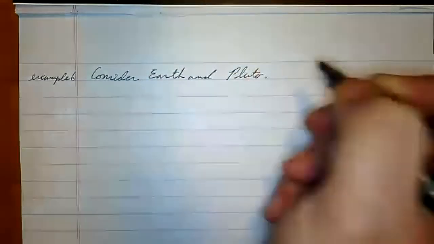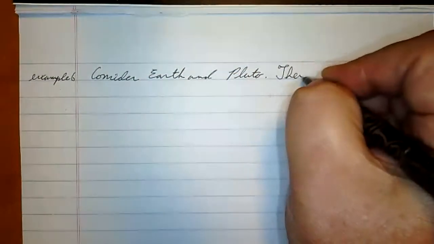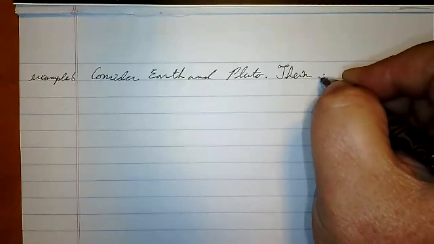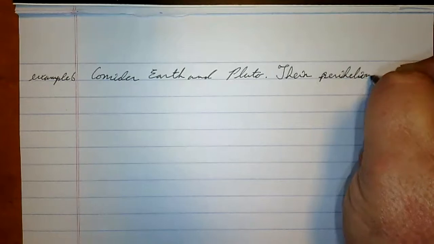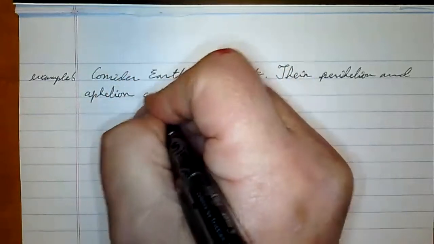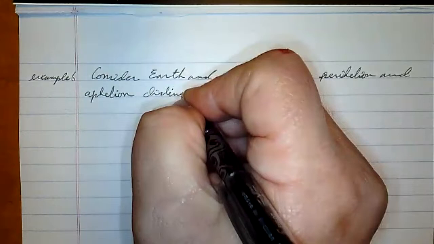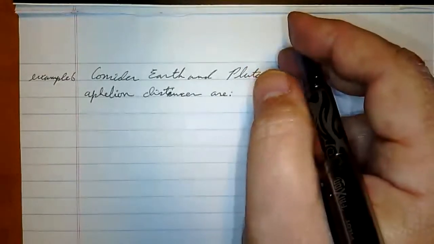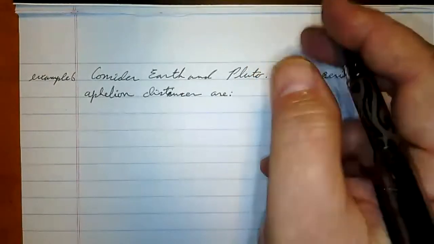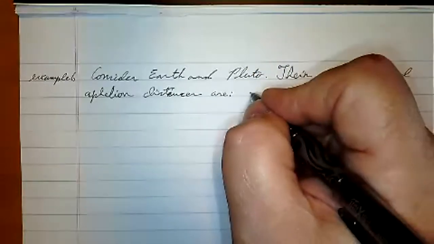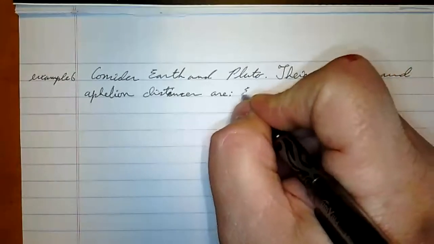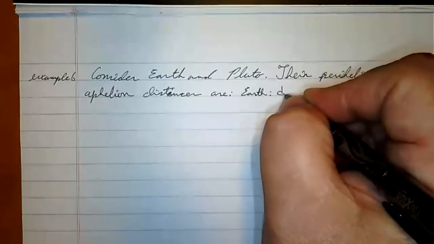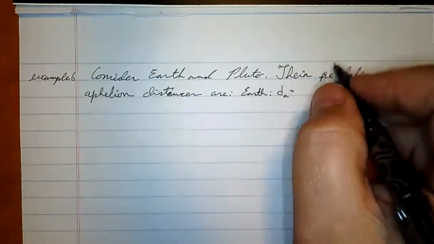Earth and Pluto. Their perihelion and aphelion distances are, so it turns out the aphelion distance for Earth and the perihelion distance for Earth. So we want perihelion and aphelion. So first I'm going to do Earth.